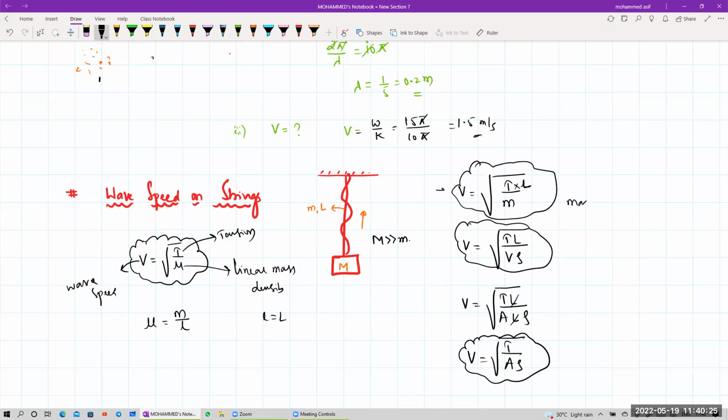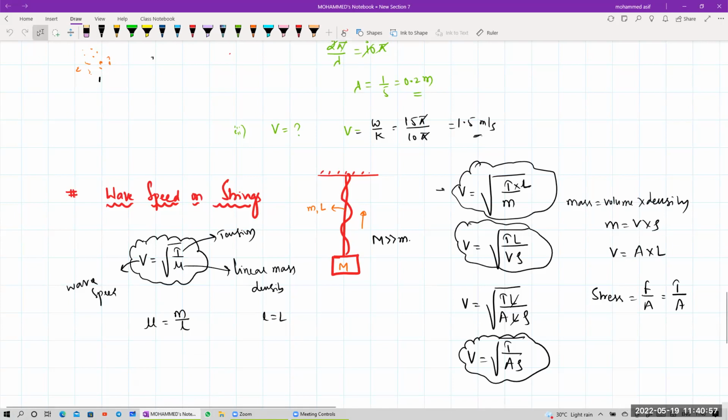Because mass is equal to how much, beta? Mass is equal to volume into density, so M is equal to V into rho. Volume will be equal to how much? Area into length. So volume is equal to area into length, which got cancelled, so V is equal to under root of T by A into rho. And we already know that in the first year, stress is equal to what, beta? Force by area. Here the force is tension, and area is A, so T by A can be written as stress.